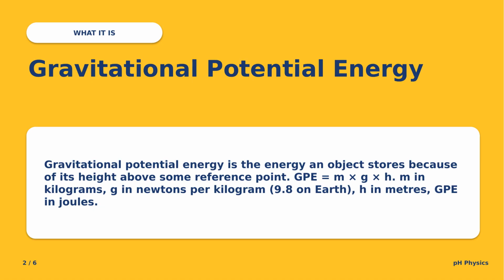Gravitational potential energy is the energy an object stores because of its height above some reference point. So GPE equals m times g times h, with m in kilograms, g in newtons per kilogram, which is 9.8 on Earth, h in meters, and GPE in joules.